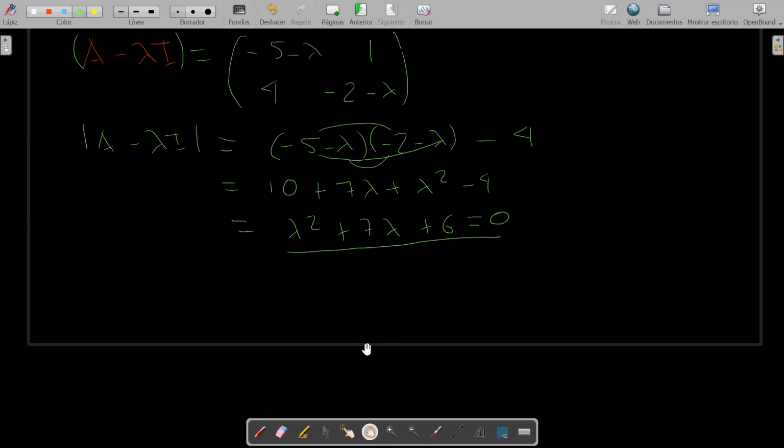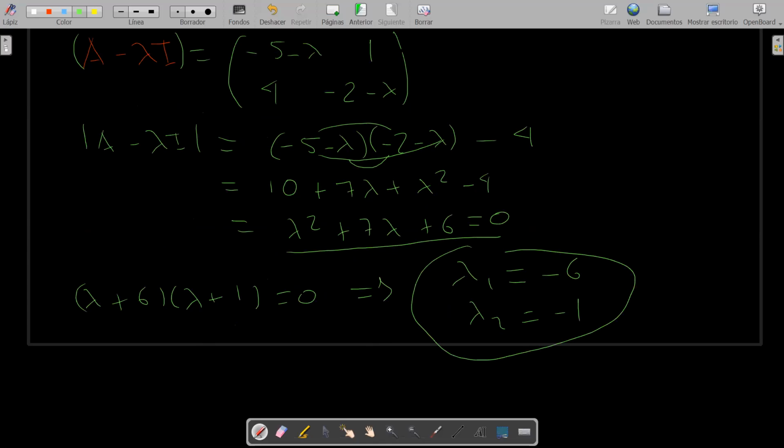Now we find the solutions for the characteristic equation, and we can factor this expression this time as two numbers whose product is 6 and whose addition is 7, and those numbers can be 6 and 1. This implies that the first eigenvalue is equal to negative 6, and the second one is equal to negative 1. These are our two eigenvalues.